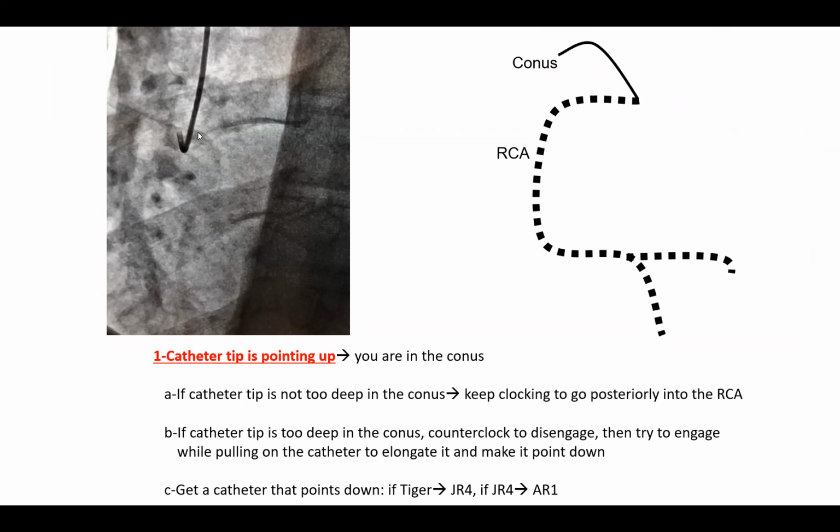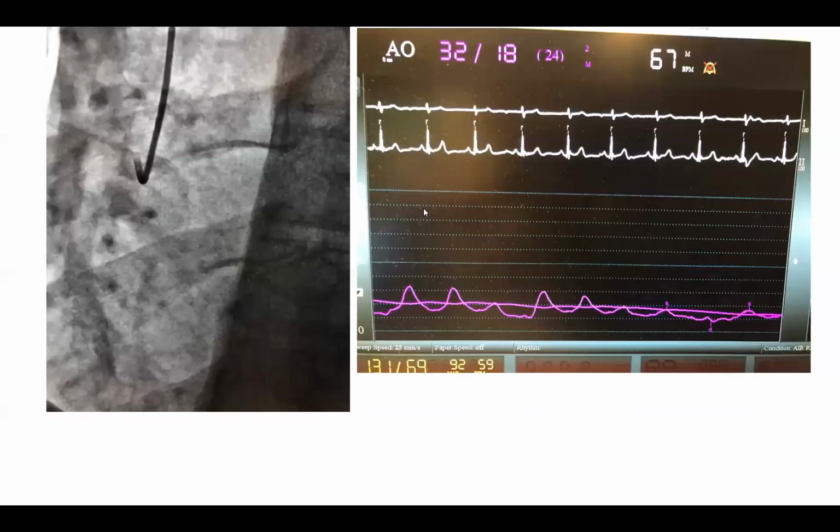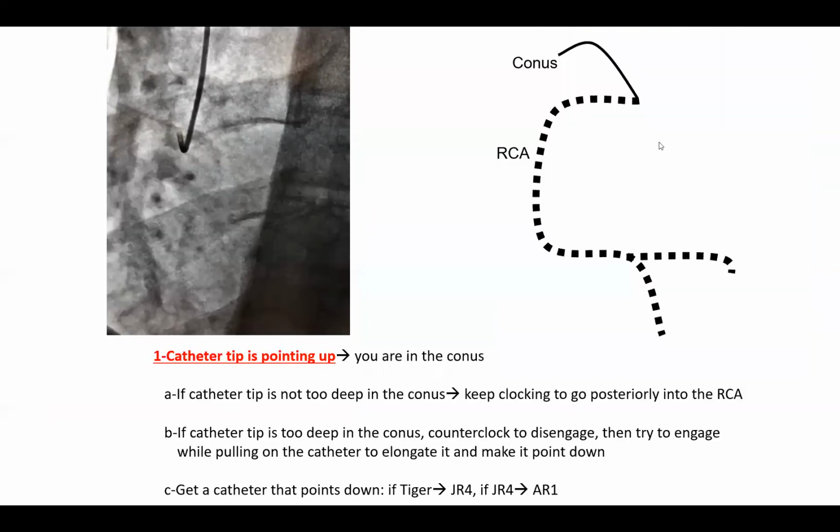So if your catheter is shaped in a way that it's looking upward, it's not unusual for it to engage that conus and cause that damping. You absolutely do not want to inject dye here. If you inject dye while this is damping, you'll cause, this is an occluded conus.